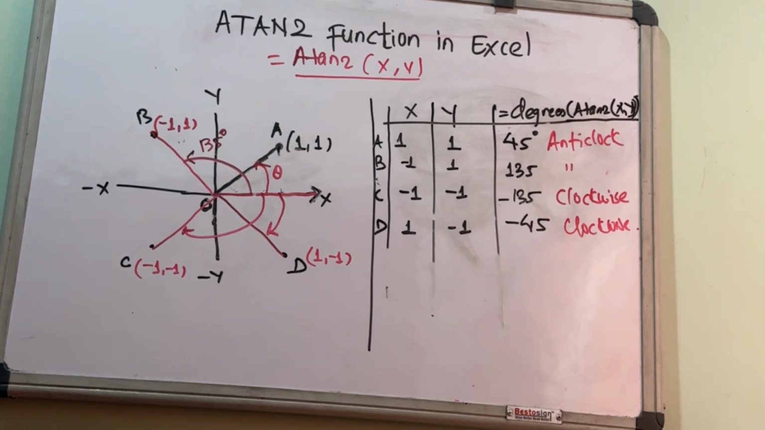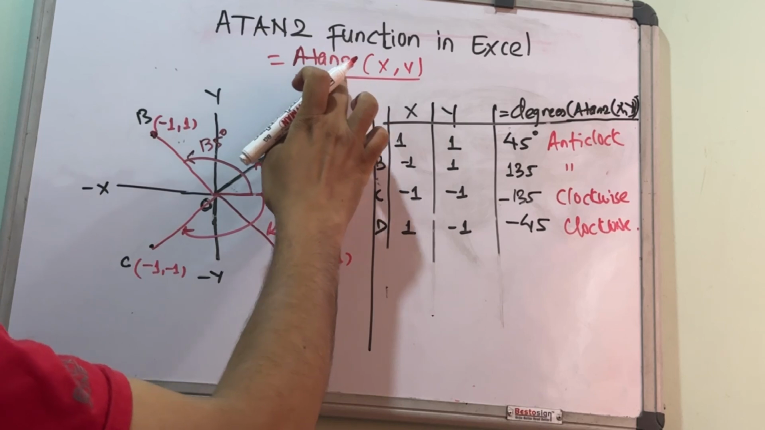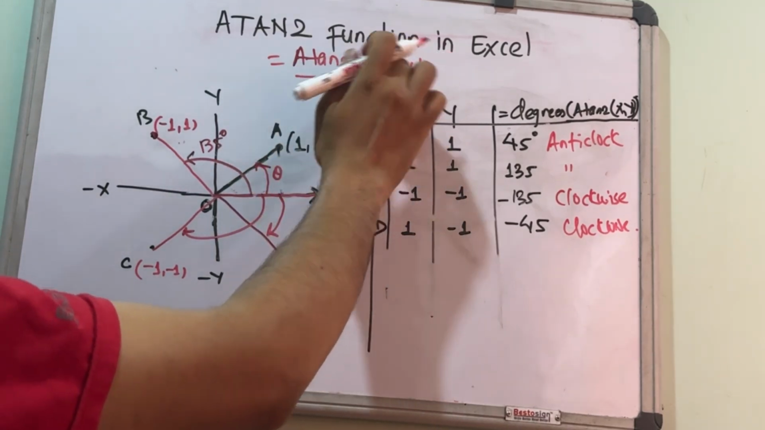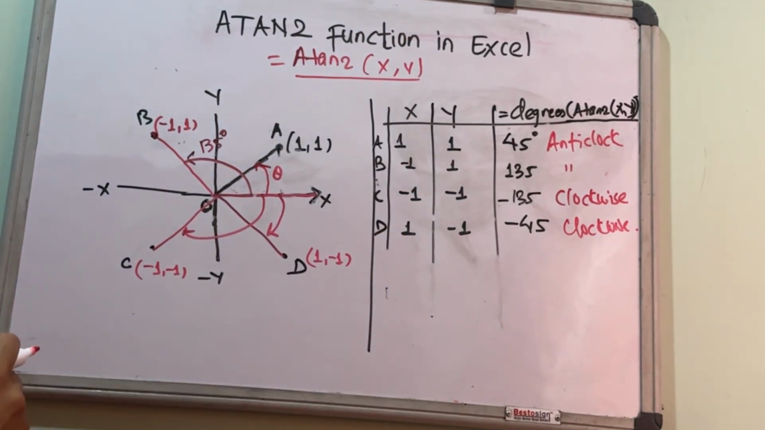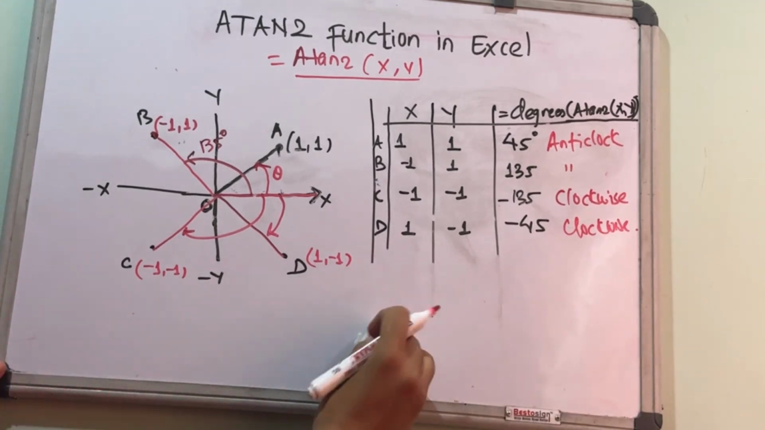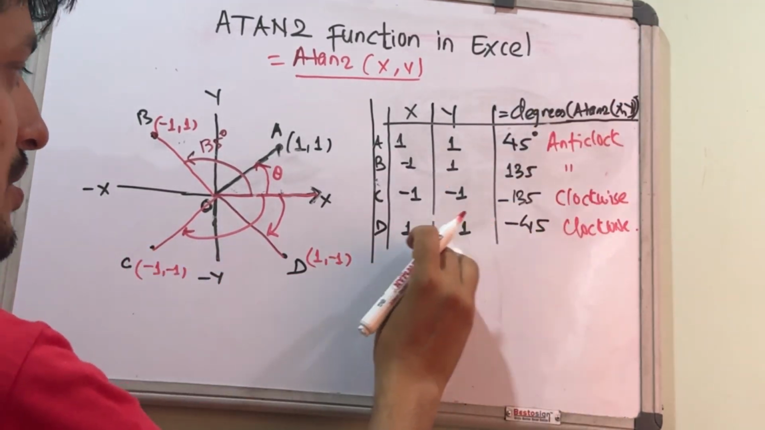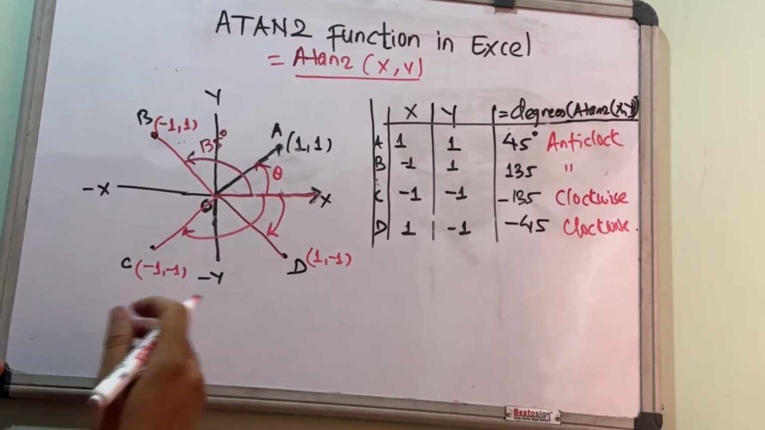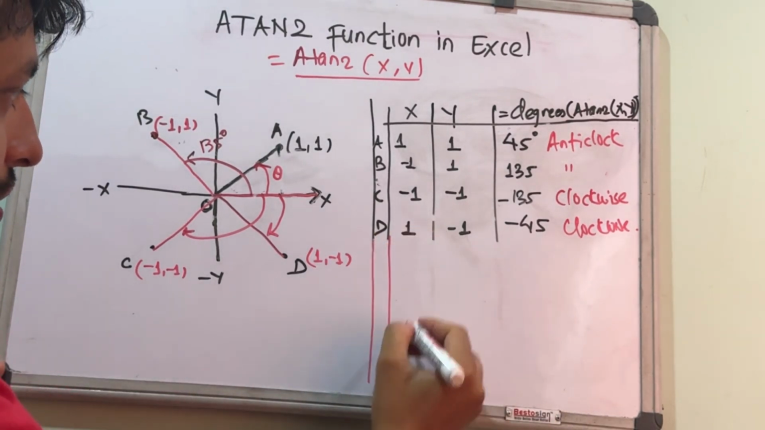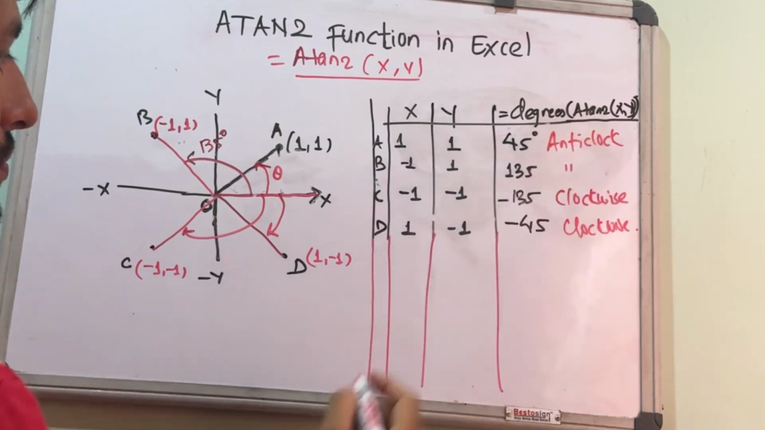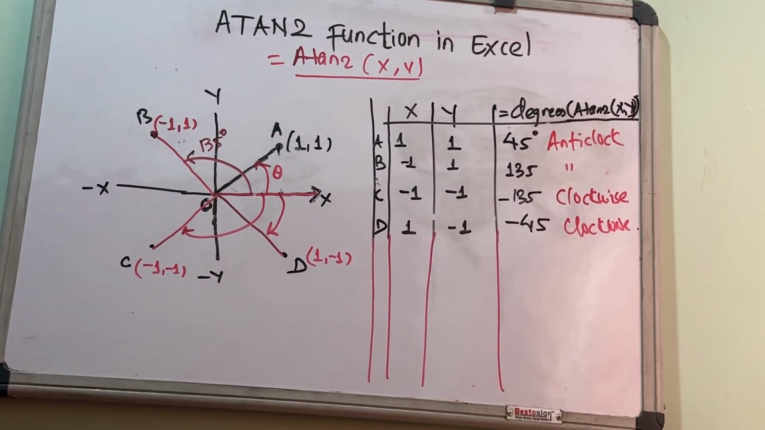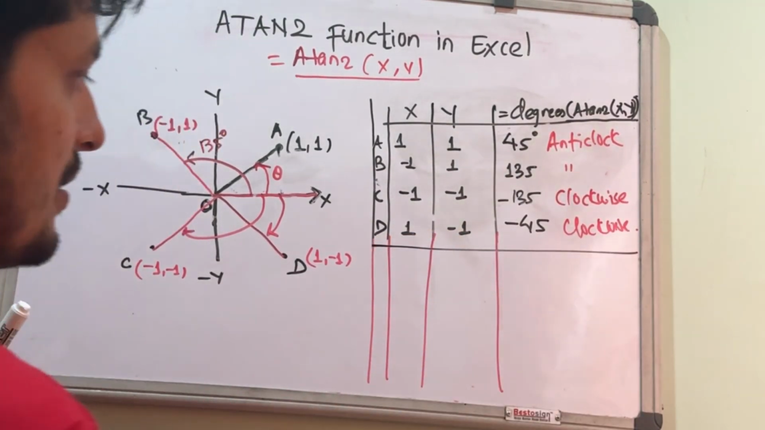So let's see what will happen if you make the ATAN2 function and just reverse the order. Okay, so this is very interesting as well. Let's see. If you just reverse the order, I will visualize here. So what will happen here if you reverse the order?